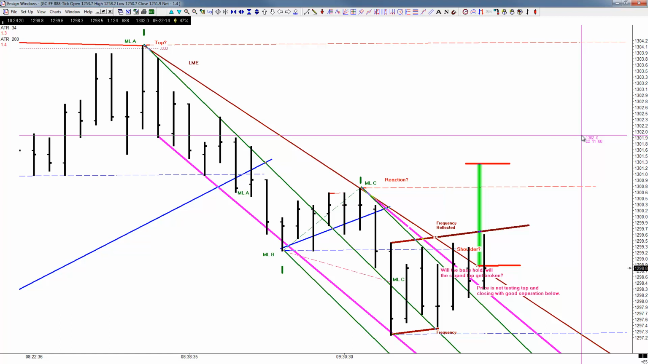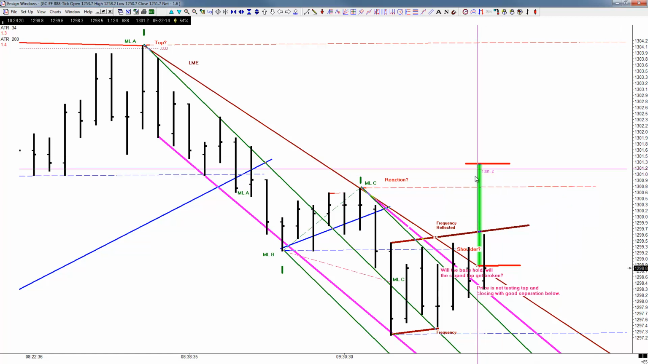All right, so we are filled. And you can see, yeah, that's a visual that you don't really want, I know. How high above C did I go? Five ticks.